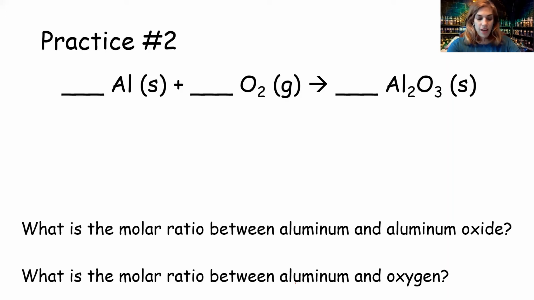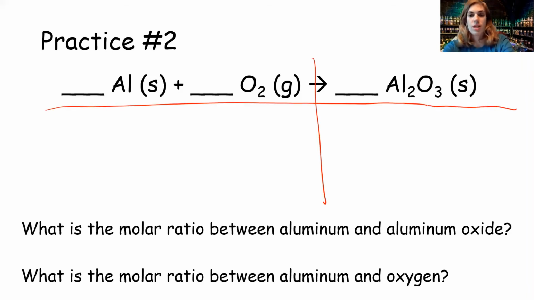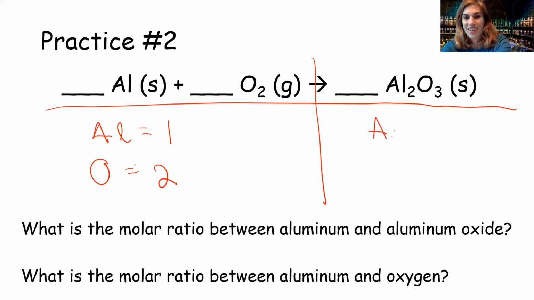So once again, my equation's already written out for me, which is great. So all I need to do is balance. Once again, I'm going to split this up into the reactants and the products. I've got aluminum here and oxygen. I have 1 aluminum and I have 2 oxygen atoms. On the right side, it's going to be fun. I have 2 aluminum atoms and I have 3 oxygen atoms.